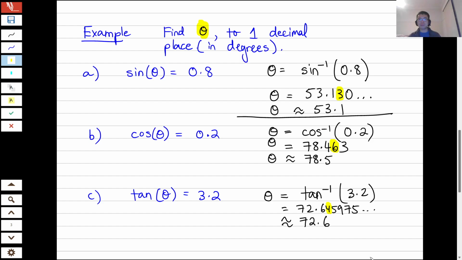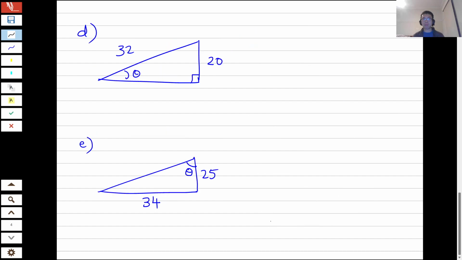Okay. Now let's do this with some pictures. All right, so hopefully this is a bit more concrete now. We want to find theta. So the question hasn't changed. We want to find the angle theta to 1 decimal place.